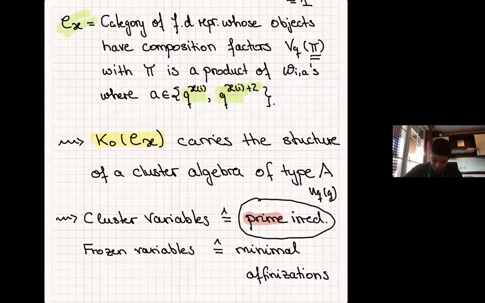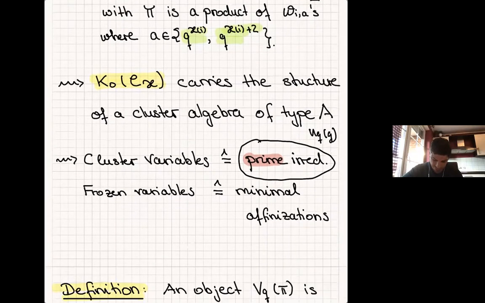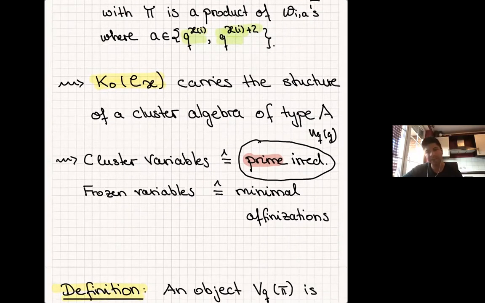Okay. Now, how do we continue? So I want to explain what prime means. Everybody knows what a prime number is. A prime number is one where, if you write it as a product of other numbers, basically this decomposition is trivial.